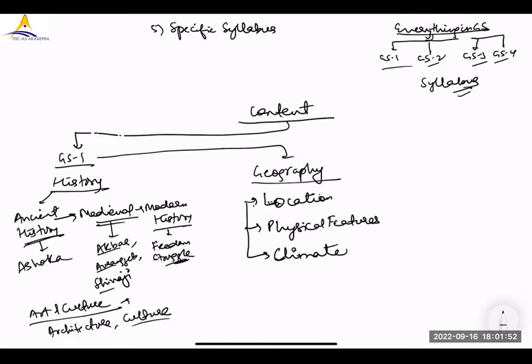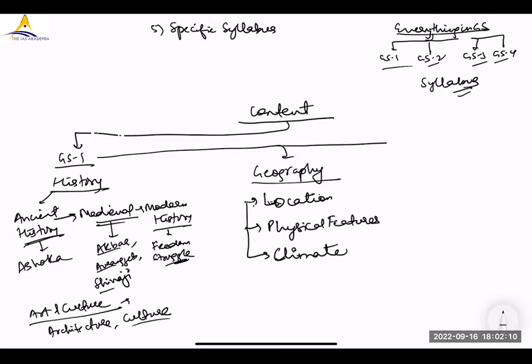So it is not like that. First of all, you don't have to limit yourself by thinking this is a border management question, so we have to write it only from the perspective of GS3. No, you have to start thinking from the individual chapters.